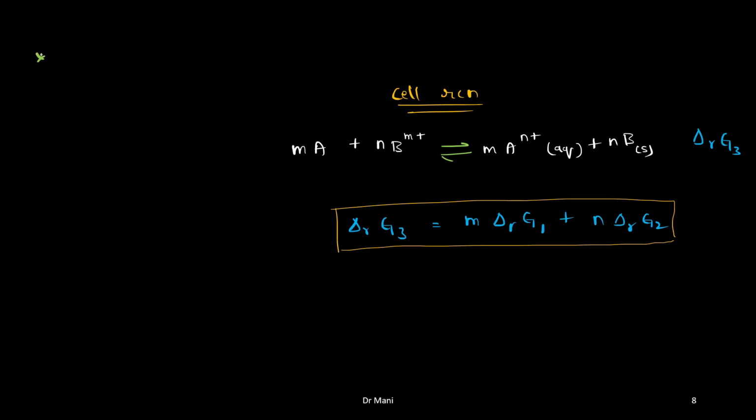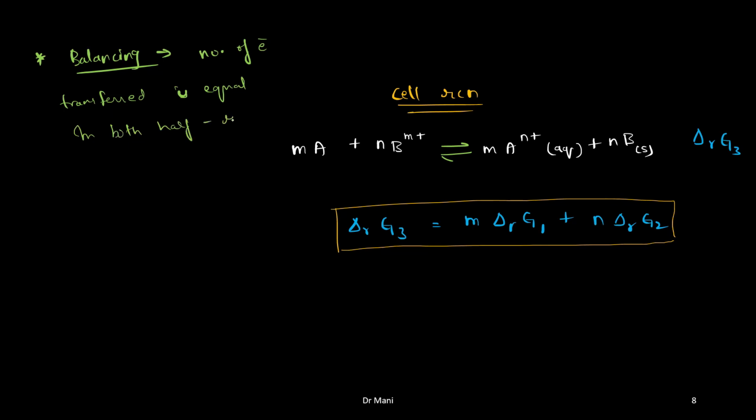So here, balancing will ensure that the number of electrons transferred is equal in both half reactions. That's one thing. Now, the overall Gibbs free energy change represents the complete reaction. This is the complete reaction and this is the overall Gibbs free energy.